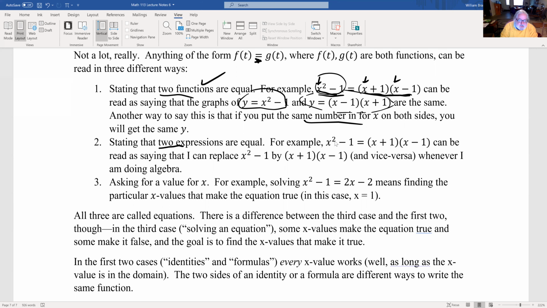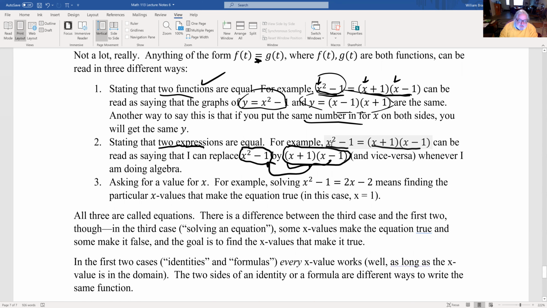If we think of them as being just 2 expressions, x squared minus 1 equals x plus 1 times x minus 1, if I'm doing some kind of algebra, what that means is that I can replace this whenever it occurs by that, because they're equal to each other, right? And then that helps in doing algebra. Or you can replace this by that, right? So these are interchangeable things. You can switch one out for the other.